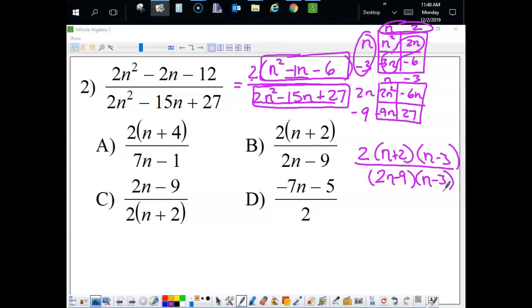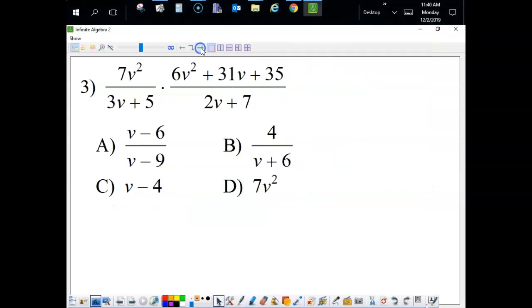So after you factor it, you cancel out the factors they have in common, and our answer would be B. So factor and cancel, that's the idea there. All right, let's do another one here. Multiplication, it's actually just more of the same thing. It's just factor and cancel.